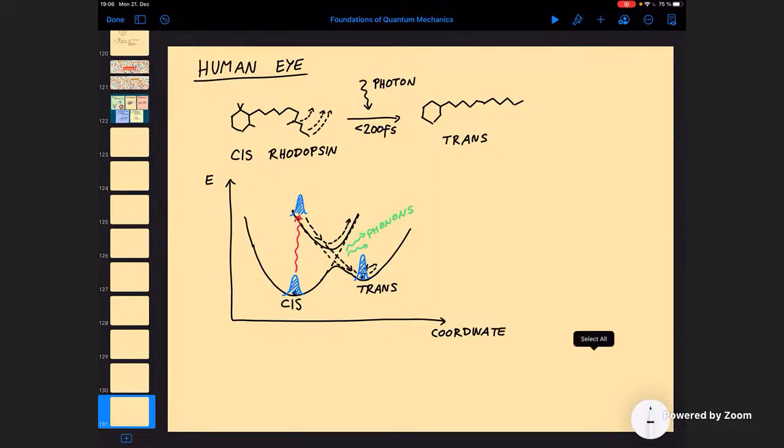But if you were to wait for it, if you just sit here and say, oh, maybe I have some thermal fluctuations, how often can it be that purely by chance, by thermal fluctuations, I cross this barrier and I go from cis to trans? Well, you might be surprised, but the spontaneous rate for this to happen is only once every 2,000 years. So that's essentially never going to happen. And this is, of course, very important. Otherwise, you would constantly be seeing wrong signals in your eye.